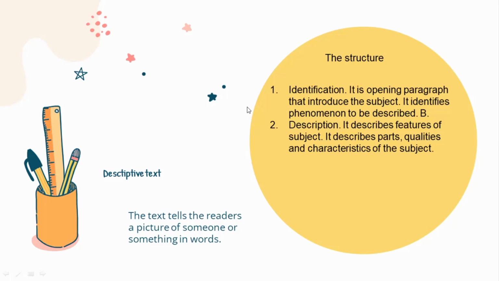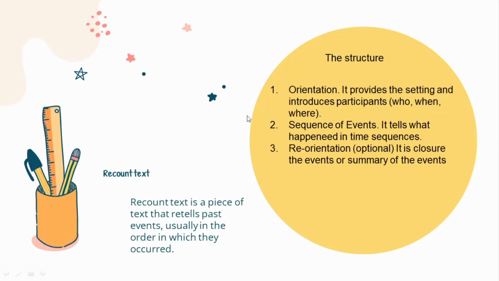And now move to the last example. It's about recount text. Recount text is a piece of text that tells past events, usually in the order in which they occurred. Recount text has a structure. The first is orientation. It provides the setting and introduces participants. Second, sequence of events. It tells what happened in time sequence. And the last, reorientation. It's optional. It is the closure of the event or a summary of the event.